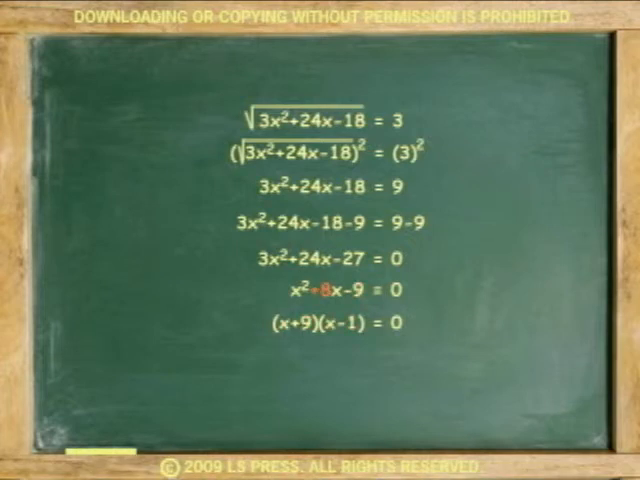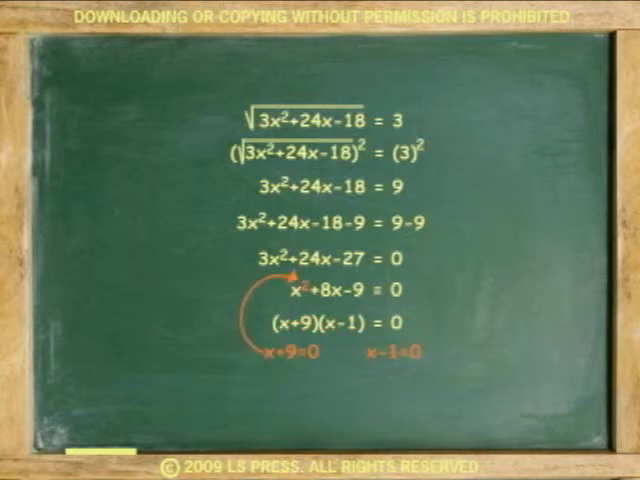Only two possible multiplications yield a 9: 9 times 1 and 3 times 3. And only 9 minus 1 equals 8 fits the middle term. So the factors are x plus 9 times x minus 1 equals 0.